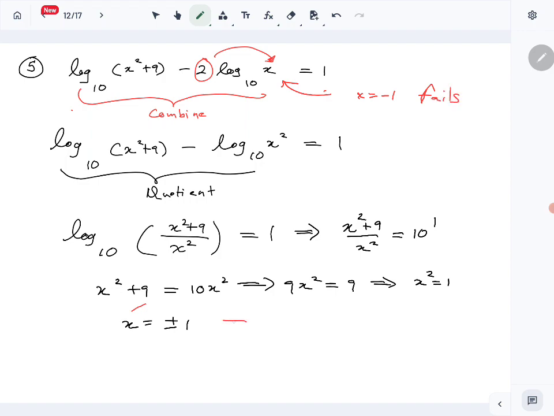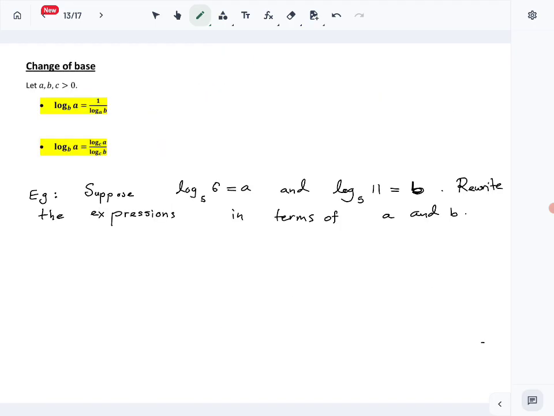So final answer is what? X equals 1, because minus 1 will fail the original equation. So when you get two answers, double check whether both answers are correct or only one answer can be used.